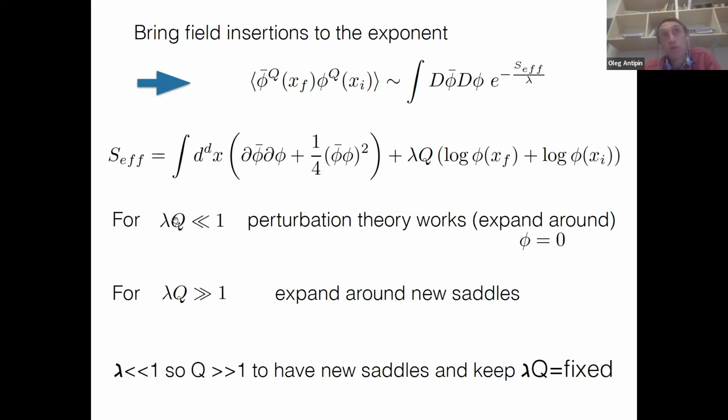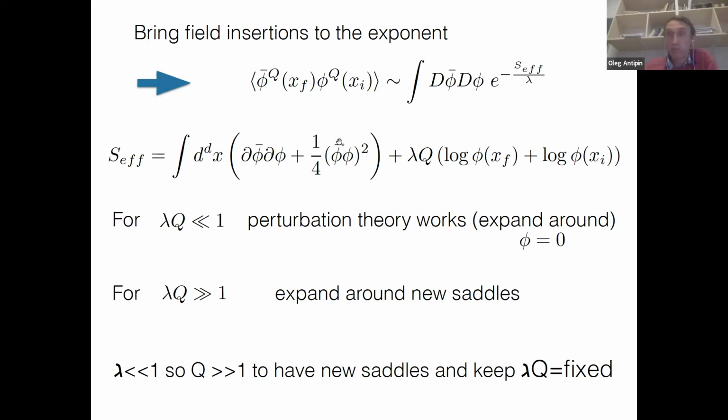If this parameter is very, very small, lambda q much smaller than 1, we will see that these fluctuations defined by the insertion points will be very, very small. So the lambda phi to the 4 term dominates. Phi to the 4 perturbation theory works as usual, and you expand around phi equal to 0 and do the usual diagrammatics as in the textbook. But if lambda q becomes very, very large, these fluctuations from the insertions become very important and comparable to the original Lagrangian. And we have to find the new saddle points of this effective action. It will be smarter in this regime to deal directly with this effective action rather than the original one.